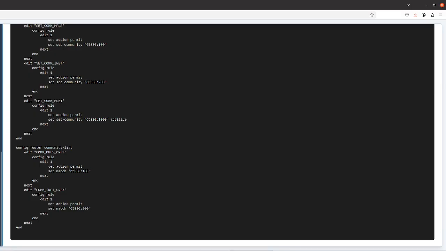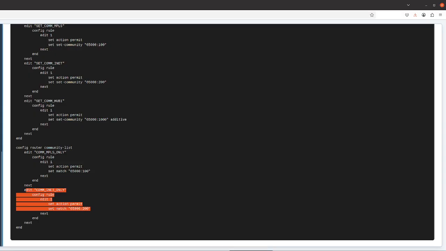The config router community-list command defines named community lists that other route maps can match on. The edit com_MPLS_only creates a list that matches only community 65000:100, which we use later to give MPLS learned routes higher preference. The edit com_INET_only matches only community 65000:200. These community lists act like object groups for BGP policy and make the subsequent route maps cleaner and more maintainable.